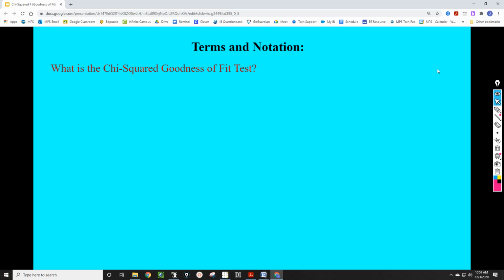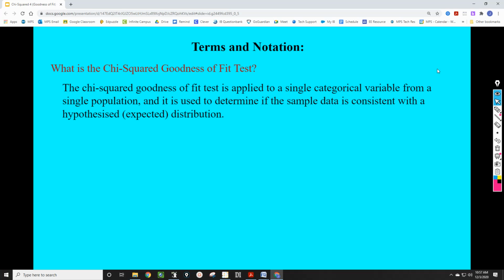So our first question is obviously, what is the chi-squared goodness of fit test? The chi-squared goodness of fit test is a test that is applied to a single categorical variable from a single population, and it's used to determine if the sample data is consistent with a hypothesized or expected distribution. So what does all that mean?